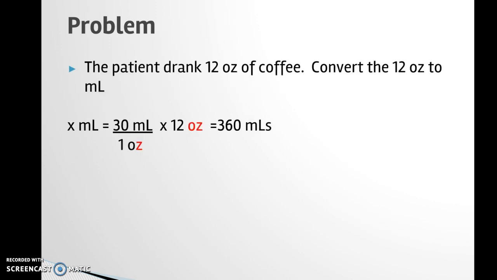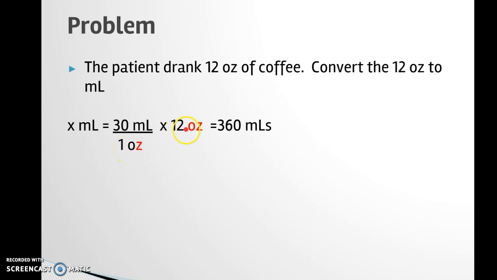So this one is a patient drank 12 ounces of coffee, and we want to convert that 12 ounces to milliliters. A lot of our containers in healthcare are marked in ounces, and when we document what the patient consumed, their intake, we want to document it in milliliters. So here, what do we need to know? We need to know milliliters, so we're going to have X milliliters. And what do we know about milliliters? We want to always have milliliters on top in our numerator, so we know 30 milliliters is equal to 1 ounce.